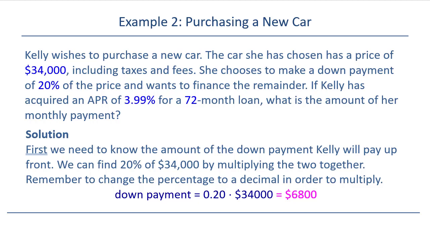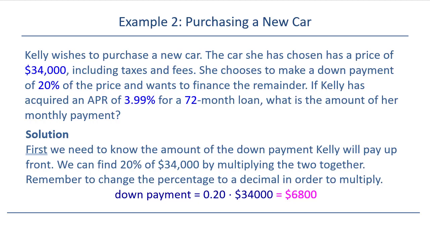Let's say Kelly wishes to purchase a new car. The car she chose has a price of $34,000, including tax and fees. So basically, we say that's her total amount. We talk about that's how much it is out the door. Out the door just always means including all extra fees and stuff. So taxes and fees are included. So that's the grand total of what she needs to pay.